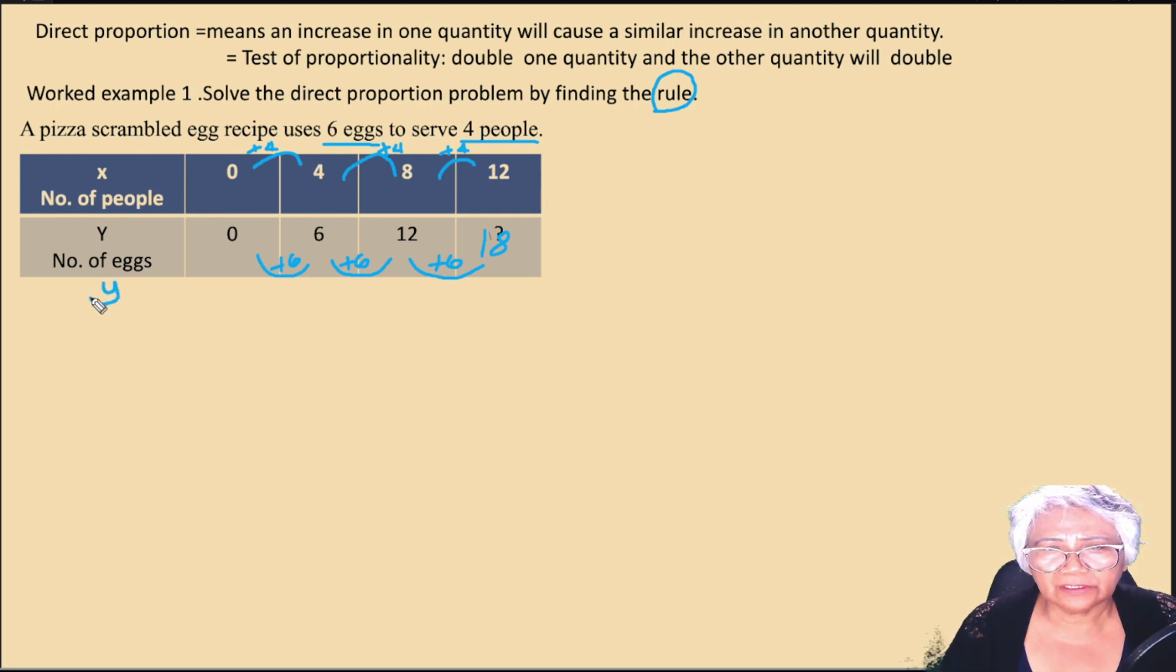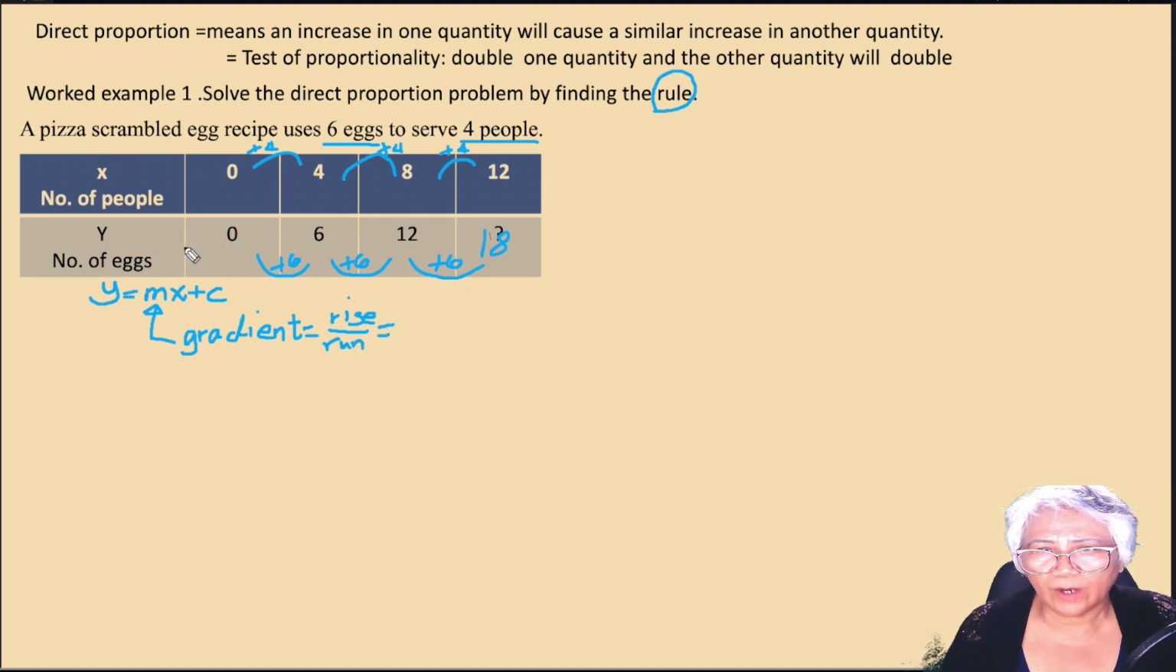It is y equals mx plus c. This m here is the gradient, as we have discussed in the first videos. It is the rate of change, which is equal to rise over run. The rise is represented by the y-axis.